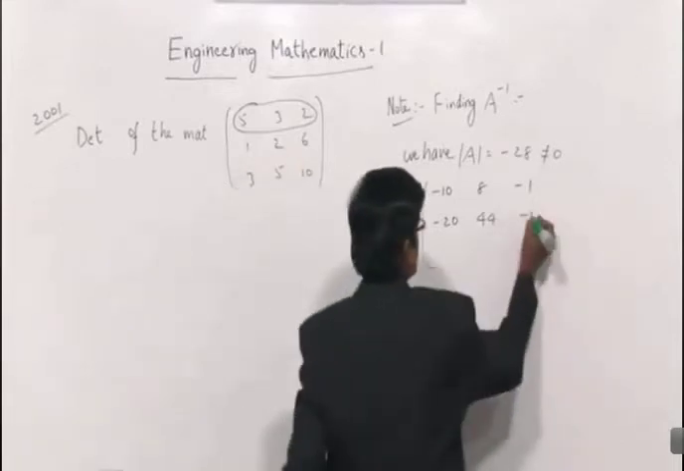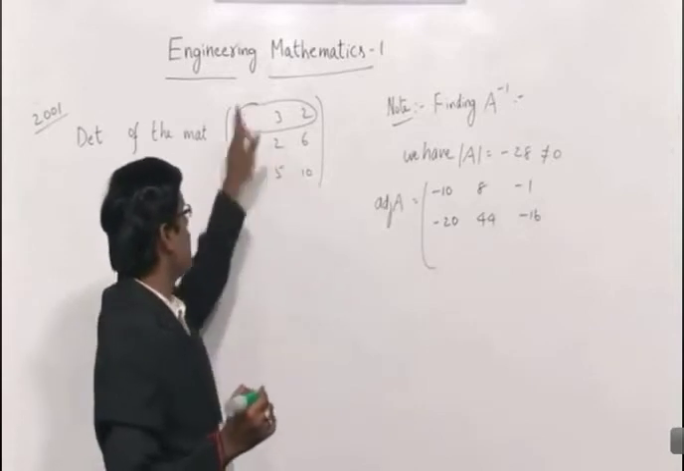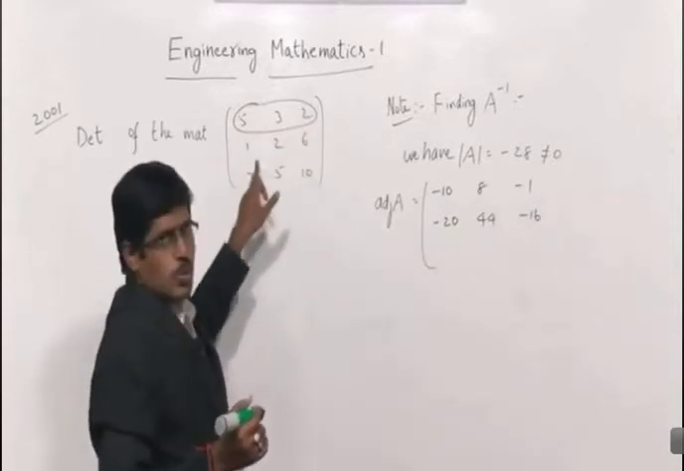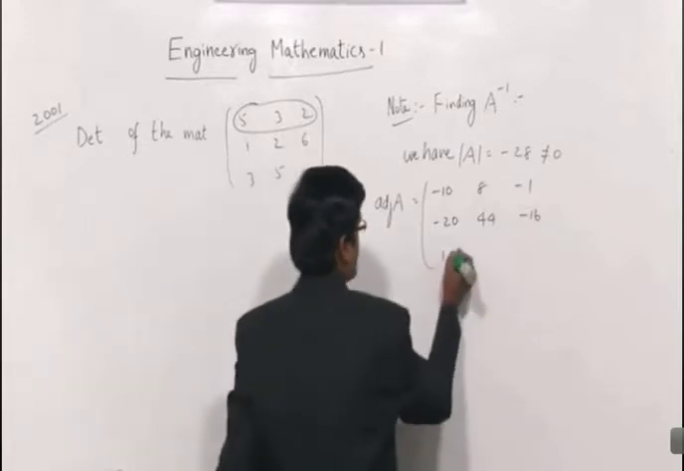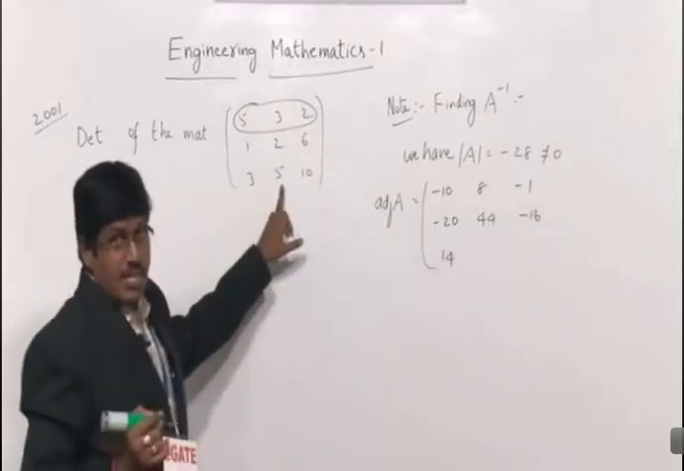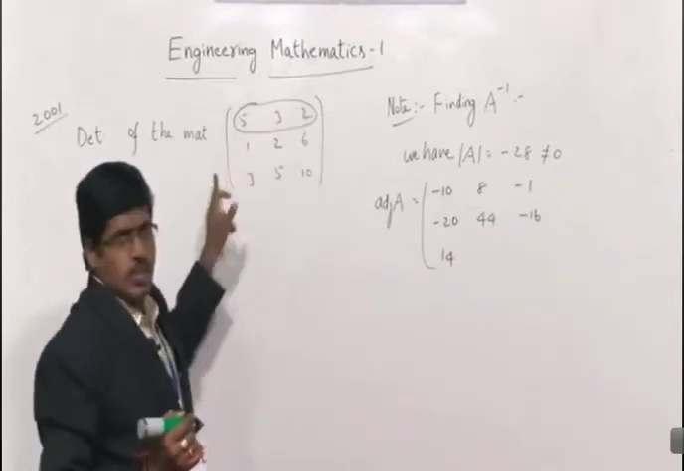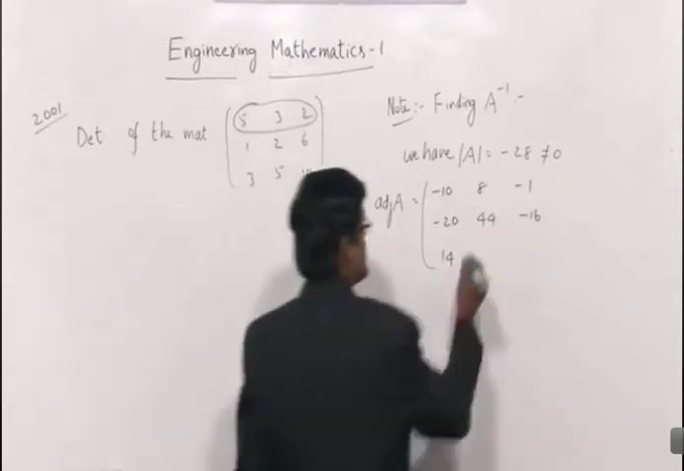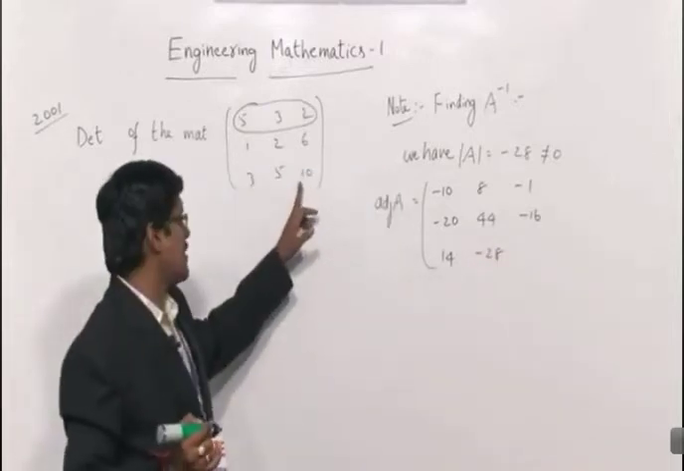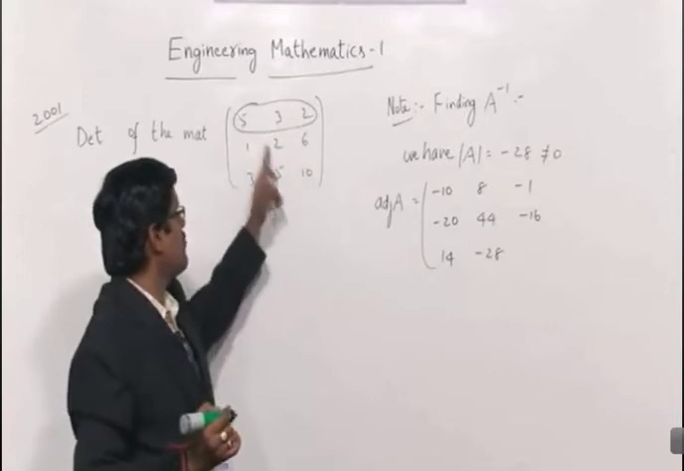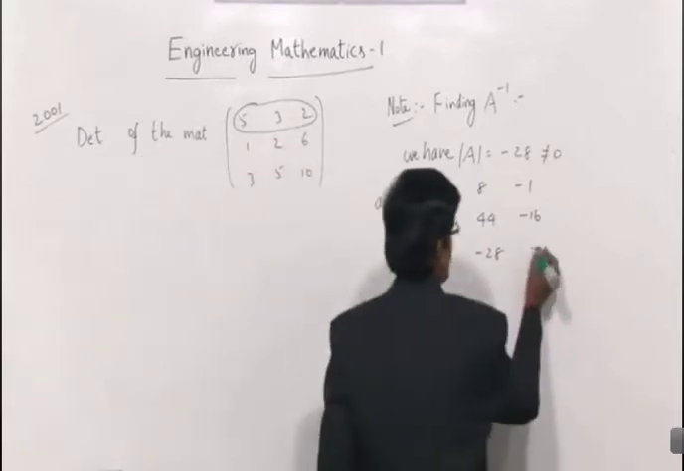16 into minus, minus 16. Next, seventh position, 3, leaving third row first column, 3 into 6, 18 minus 2 into 2, 18 minus 4, 14, 14 into plus symbol, plus 14. Next, eighth position 5, leaving third row second column, 5 into 6, 30 minus 2, 28, 28 into minus, minus 28. Next, last element, ninth position, that is number 10, leaving third row third column, 5 into 2, 10, 10 minus 3, 7, 7 into plus, 7.